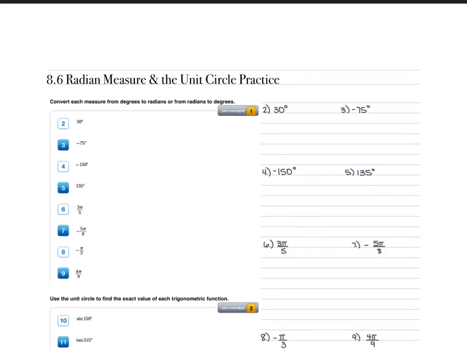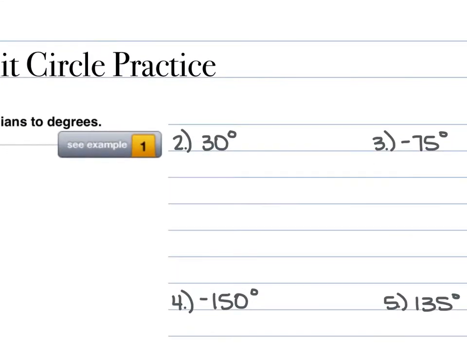1.86 radian measure, and the unit circle practice solutions. For 2 through 9, our directions tell us to convert each measure from degrees to radians or from radians to degrees. So for number 2, we're given 30 degrees.